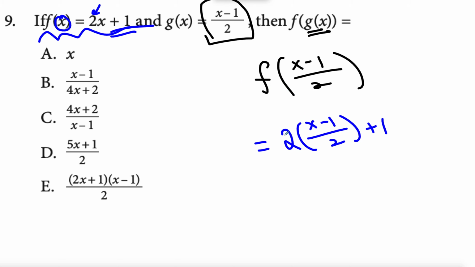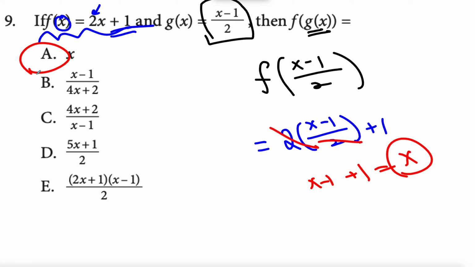So what do we end up getting, guys? The 2 cancels away, so we have x minus 1 plus 1. When you combine them together, we realize it's x by itself. So therefore, choice A would have been the answer. Kind of worked out nicely. Now, let's look at the next question.